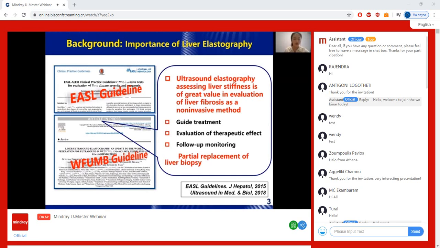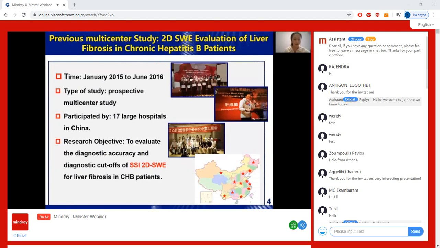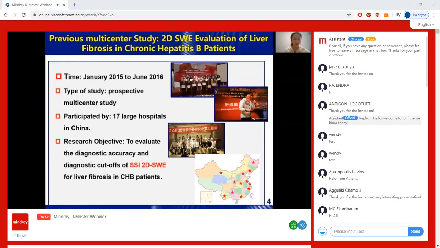We previously organized a prospective multicenter study from January 2015 to June 2016. 17 large hospitals participated in this study. The research objective was to evaluate the diagnostic accuracy and diagnostic cutoffs of supersonic imaging two-dimensional shear-wave elastography for liver fibrosis in chronic hepatitis B patients.